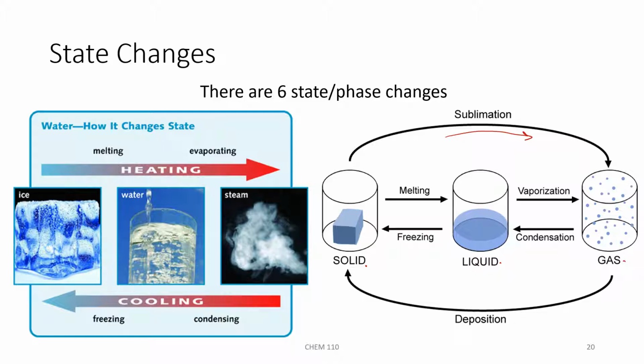Now if we look at the reverse direction, a gas that loses energy and becomes a liquid undergoes a phase change known as condensation. A liquid that loses energy to become a solid undergoes a phase change known as freezing. Sometimes a gas can go directly to a solid and skip that liquid phase in a process known as deposition.